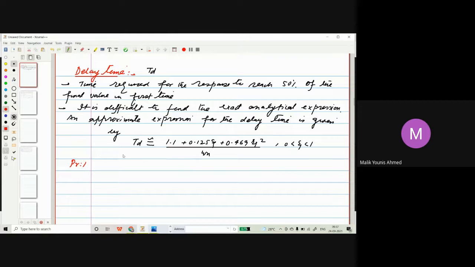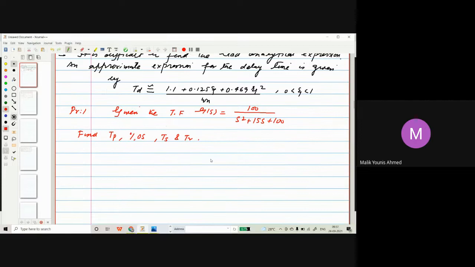Problem number 1 is, given the transfer function G of s equal to 100 over s square plus 15s plus 100. We need to find peak time TP, percentage overshoot, settling time, and TR. This is just to get familiar with the numericals. Okay, now let's start the solution.